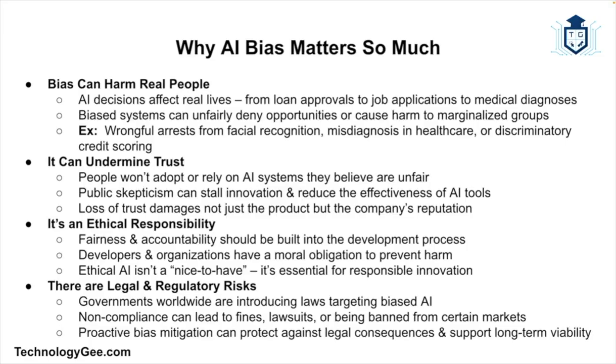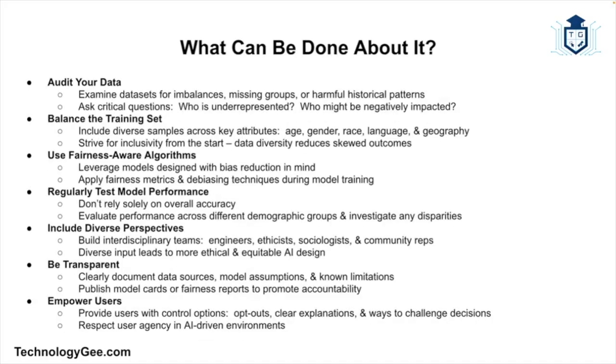Also, it's an ethical responsibility. So just because something is technically possible doesn't mean it's morally right. Building fair AI isn't optional. This is a responsibility. And then there are legal and regulatory risks. So governments and regulators are starting to crack down on biased algorithms, and companies that ignore bias could face fines, lawsuits, or bans. So that leads us to asking, what can we do about it?